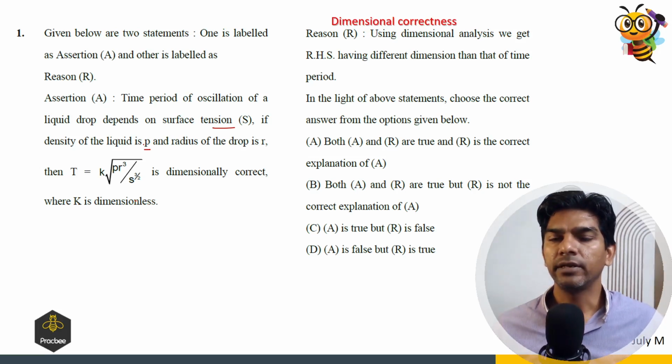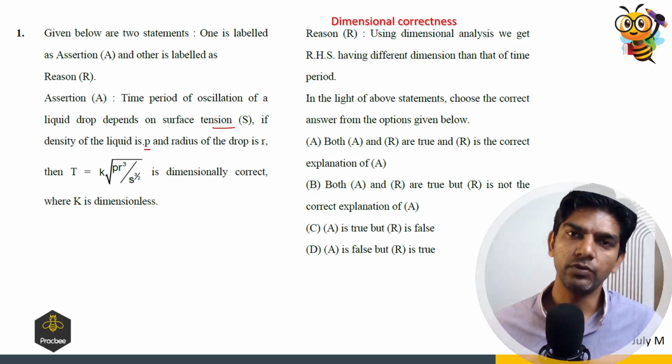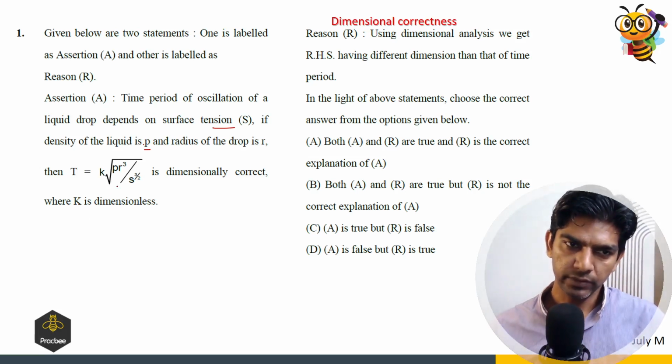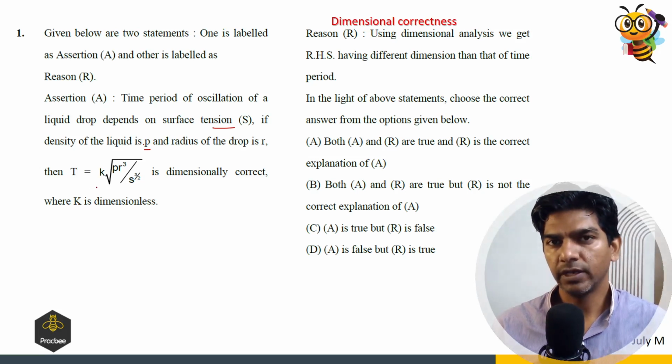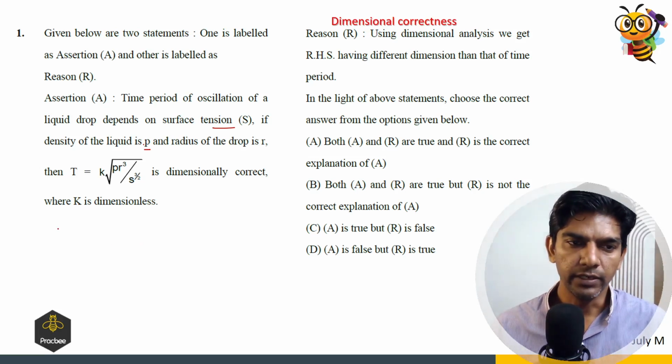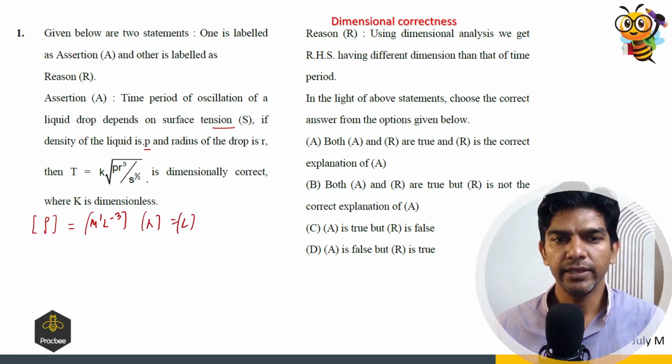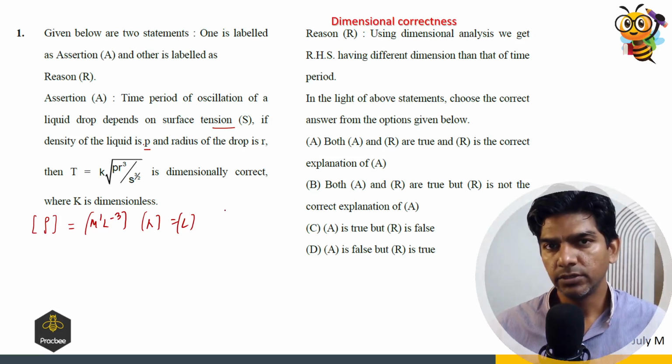So a dimensionally correct equation will have the same dimension for left hand side and the right hand side. So we have to check what is the dimension of the right hand side, and if it comes out to be the same as the dimension of time, then it is dimensionally correct. So let us find that. Dimension for rho, which is density, will be M raised to 1, L raised to minus 3. Dimension for R will be the same as dimension of length, and S is surface tension, and surface tension has a dimension same as force per unit length. So force will be M raised to 1, L raised to 1, T raised to minus 2, per unit length.